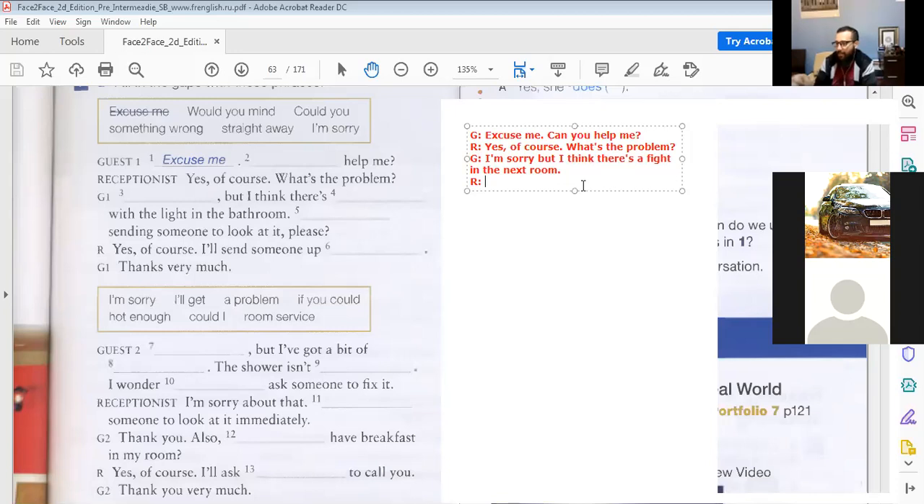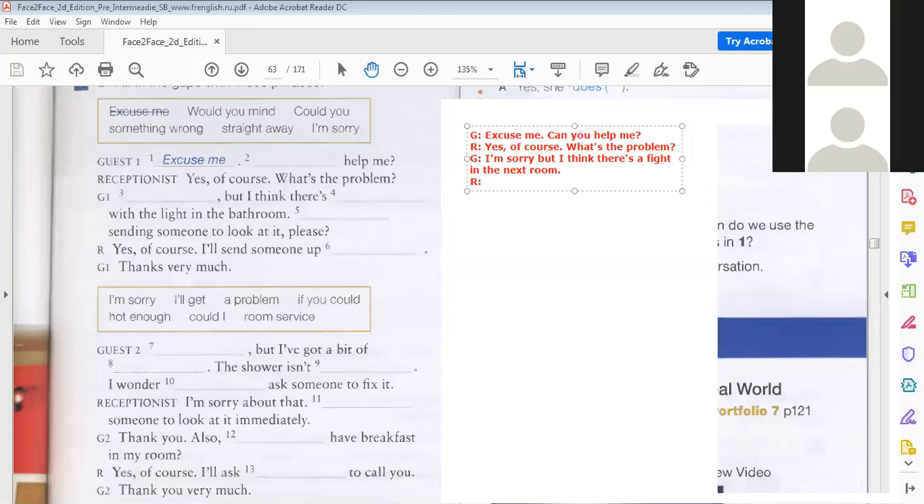So receptionist, what are you going to say? Now there aren't available rooms. Okay. But he didn't ask for another room. He just complained. Maybe send security or another thing. Oh, I'm sorry about hearing that. I'm sorry to hear that.